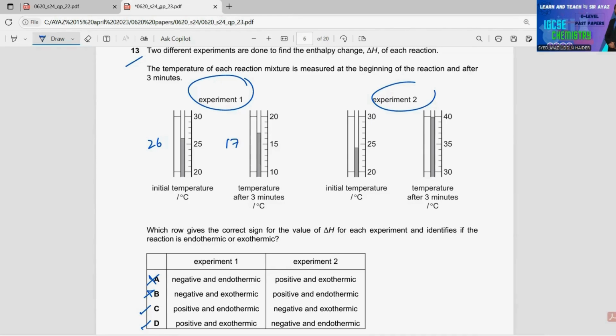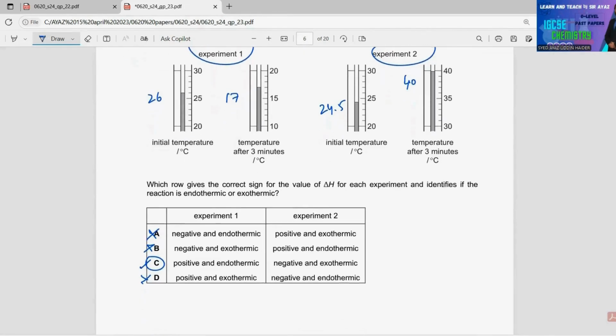So here we are having 24.5. The final is 40. So it involves rise in temperature, so it must be exothermic. So the sign for delta H is negative in this case. So C must be the right answer because in C you see in experiment 1 that sign of delta H is positive and it's endothermic. For experiment 2, the sign of delta H is negative and it's exothermic. D can't be the correct answer.